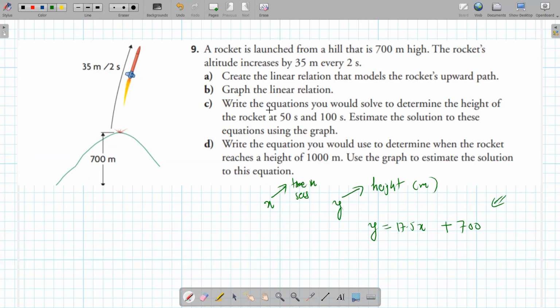Graph the linear relation. That's not going to be fun. But how would you graph this?